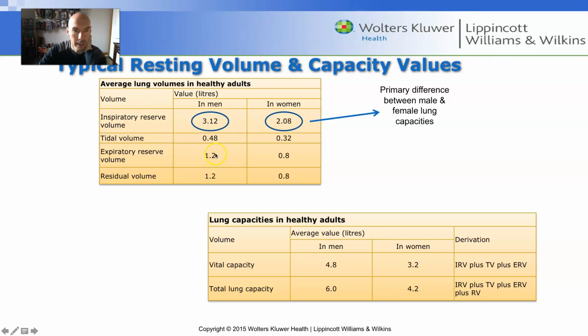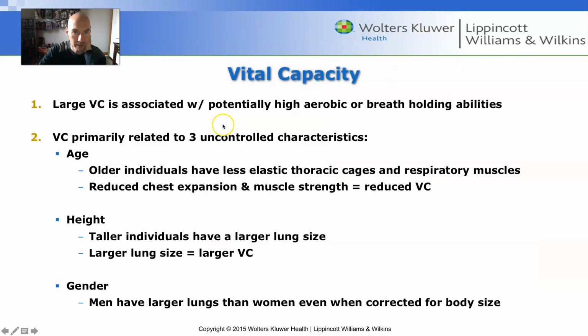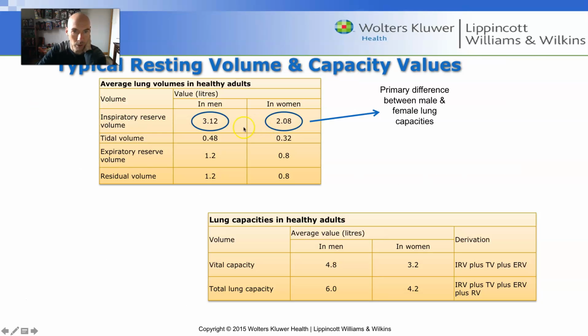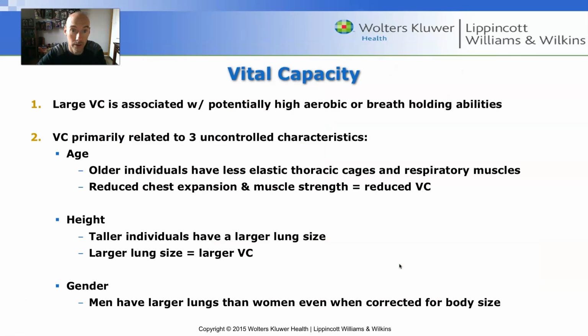So what do we want to look at here? The biggest difference is, again, the IRV is the biggest difference, sorry, because that's the one that's the most directly related to lung size. The bigger my lungs are, the more I can inflate them and do a maximal inspiration. So typical vital capacities for men, 4.8 liters, women, 3.2 liters. And again, those are healthy adults.